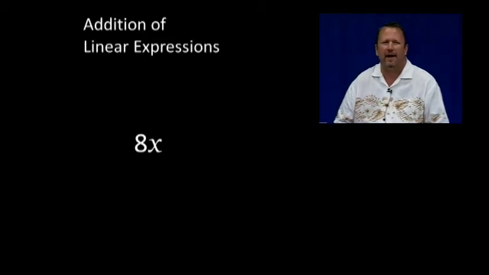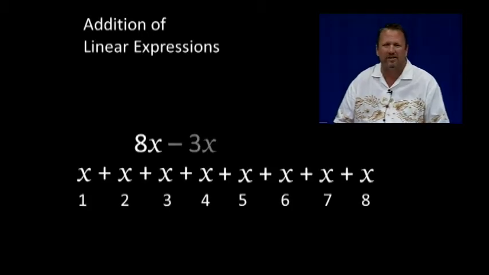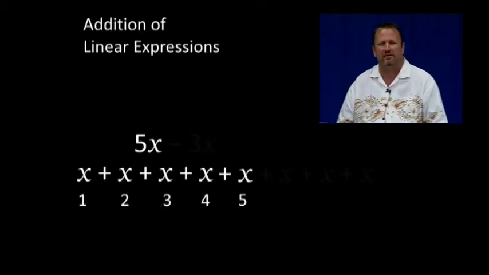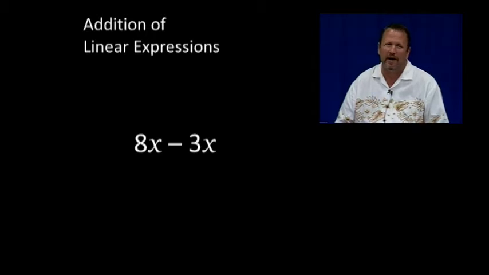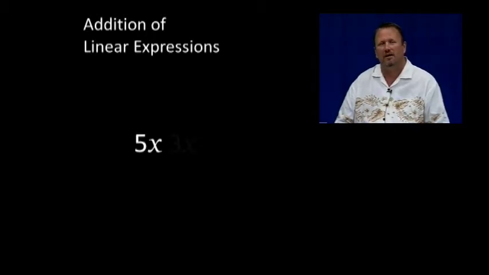So let's take our 8x and subtract 3x. Well, remember, 8x is the same as adding x together 8 times. And if we take away 3 of those x's, then we're left with 5x. So 8x minus 3x is equal to 5x. And remember, 5x is the same thing as 5x plus 0. So remember, when we add or subtract the coefficients of the variable, the constant does not change.